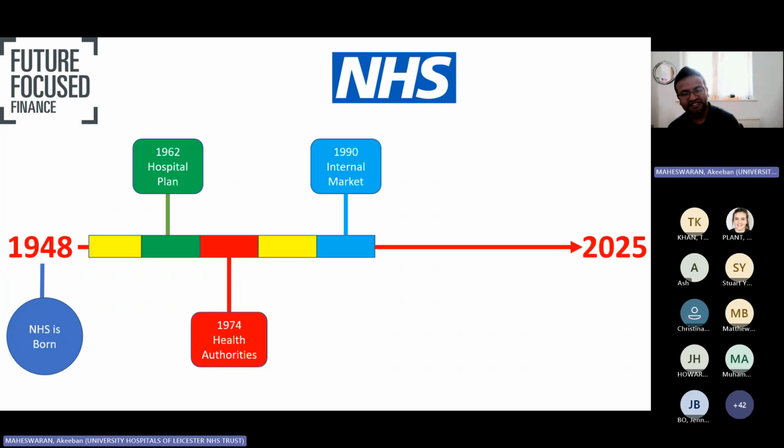And then in 1990, they developed the internal market. This is where organisations within the healthcare system would compete with each other. It's the full capitalist theory: if people compete, then not only will they drive down costs, but they'll improve quality.